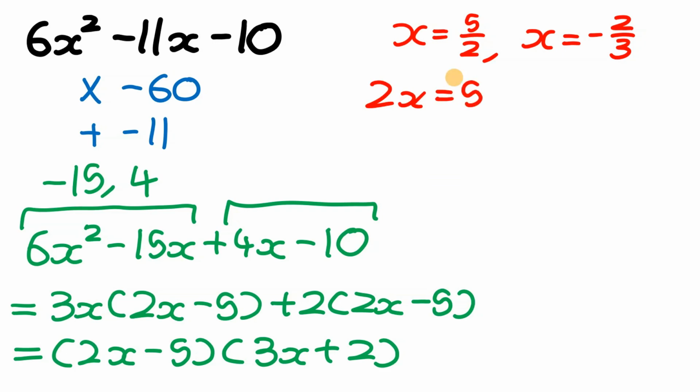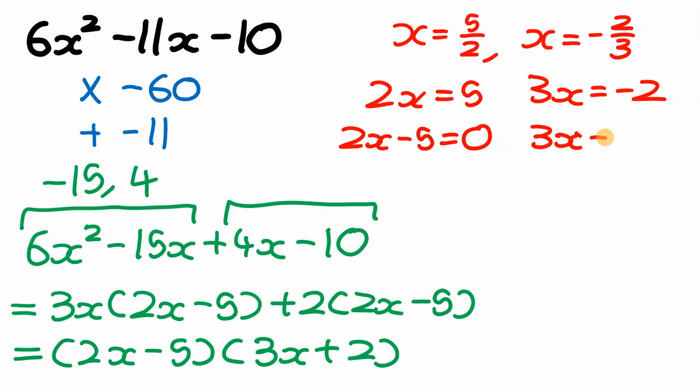And then if we bring this 5 onto the other side, so it becomes 2x minus 5 is equal to 0. Like this here. If we now focus on this x is equal to minus 2 over 3, if we multiply both sides by 3 to get this 3x is equal to minus 2, and then bring this minus 2 onto the other side to get that 3x plus 2 is equal to 0, we have 2x minus 5 here, which is this bracket, and 3x plus 2, which is this bracket here.